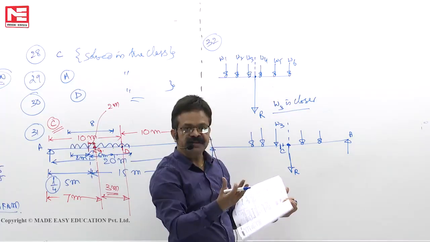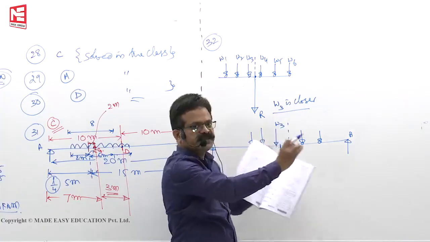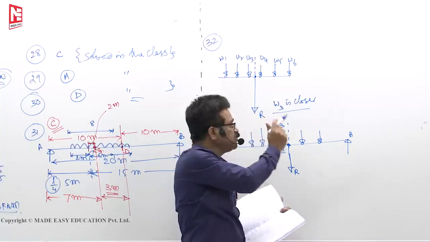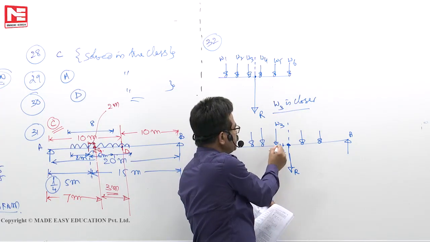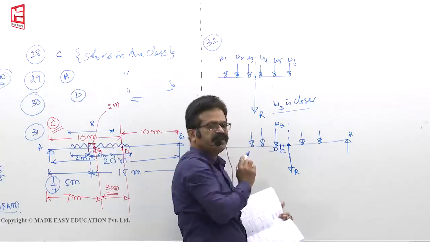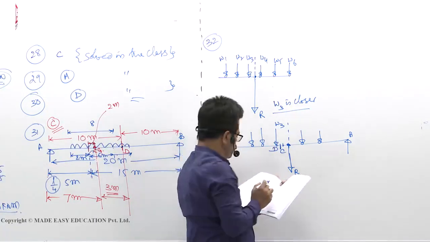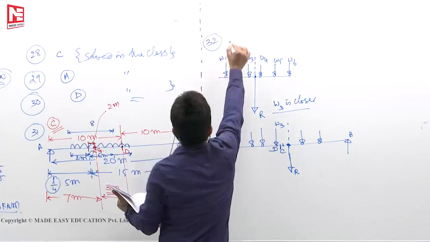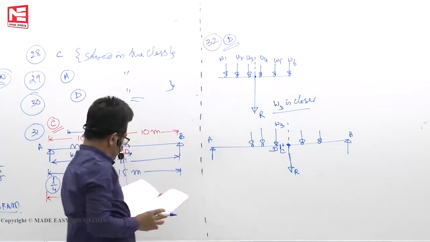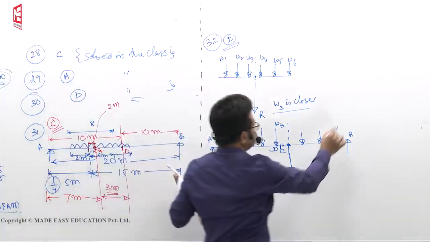Then how to keep that? Load and resultant should be equal distance from the center. Then maximum bend moment occurs under the load. That point some D, not at center, not under the resultant, but under the point load. That's what I have given you. So correct option 32 is D. Next, 33 question.